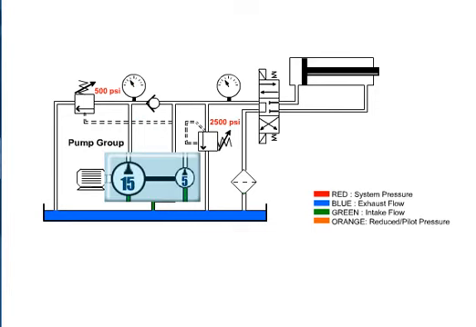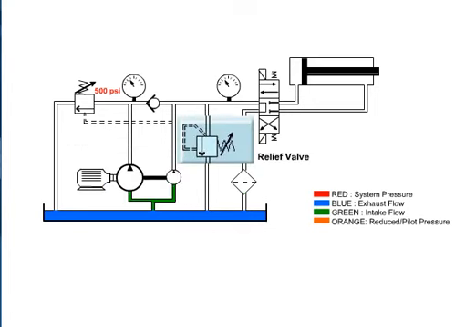This is a double pump. These pumps have a common inlet and separate outlets. During low-pressure rapid advance, both pump flows are combined. When the unloading valve opens, the large pump's flow returns to the tank, and the small pump's flow is used to do the work. Finally, we will look at the system pressure relief valve.